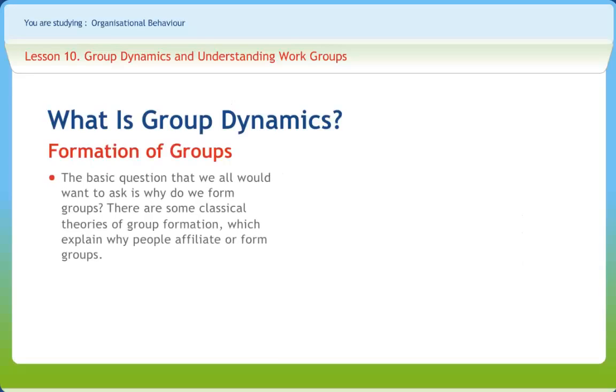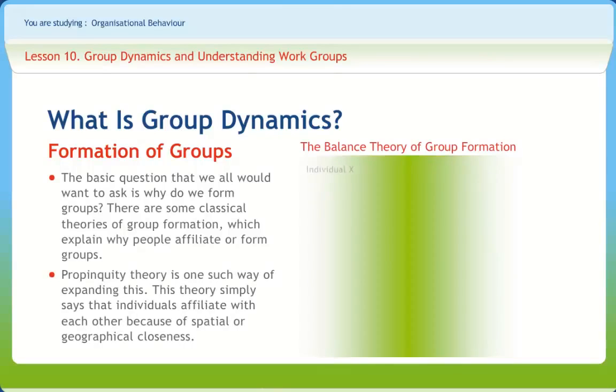The basic question that we all would want to ask is, why do we form groups? There are some classical theories of group formation which explain why people affiliate or form groups. Propinquity theory is one such way of explaining this. This theory simply says that individuals affiliate with each other because of spatial or geographical closeness. For example, people working in the same department are more likely to form a group than people coming from different departments.